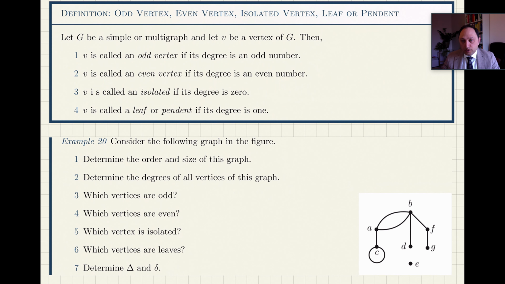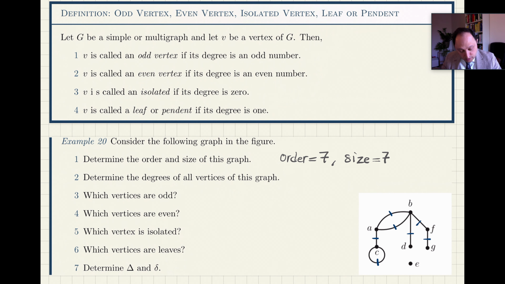Okay, and let us do this one, and then we are done. Consider the following graph in this figure. Determine the order and size of this graph. This is just repetition. So what is the order? Order is the number of vertices, so I count them: A, B, C, D, E, F, G. So how many of them? 7. And if I ask you the size, what is the size? So this is 1 edge, 2 edges, 3, the loop is the 4th one, 5, 6, 7. So that's also 7.